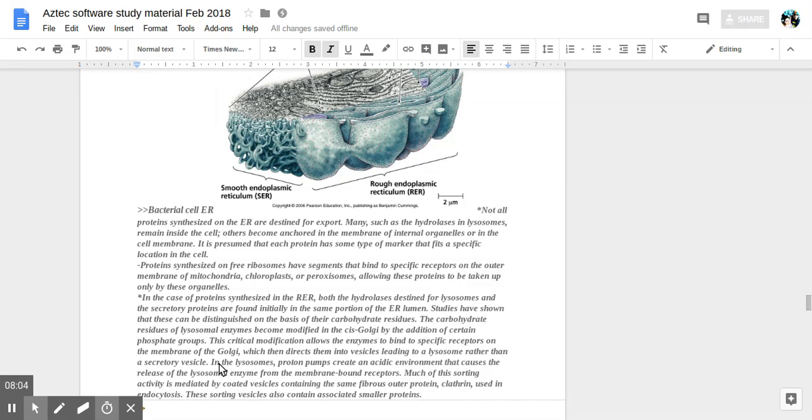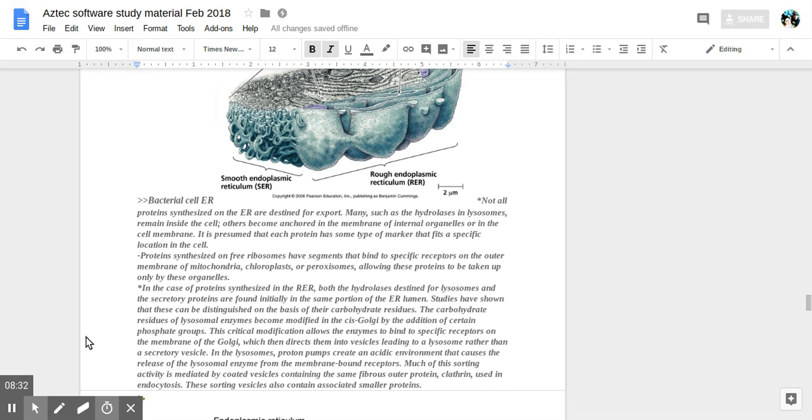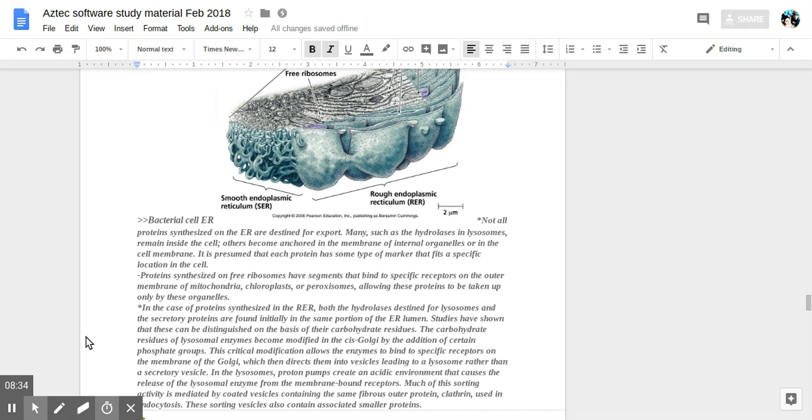In the lysosomes, proton pumps create an acidic environment, causing the release of the lysosomal enzyme from the membrane-bound receptors. Much of this sorting activity is mediated by coated vesicles containing the same fibrous outer protein, clathrin, used in endocytosis. These sorting vesicles also contain associated smaller proteins.